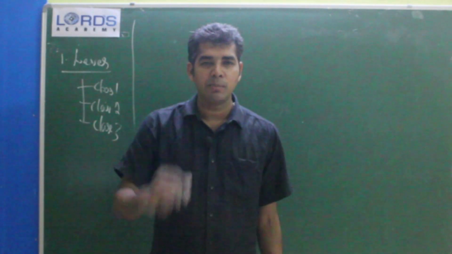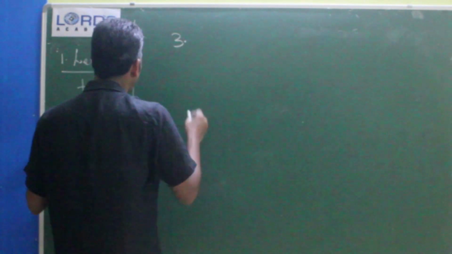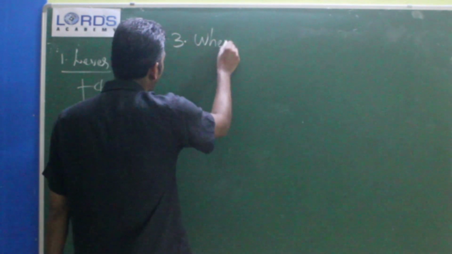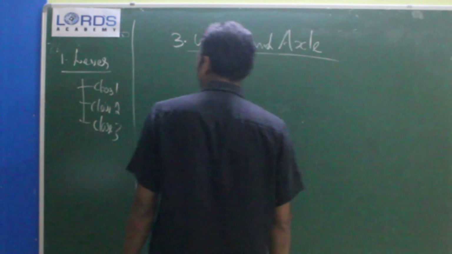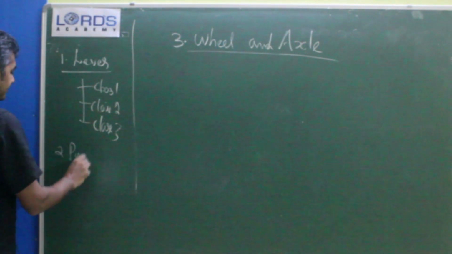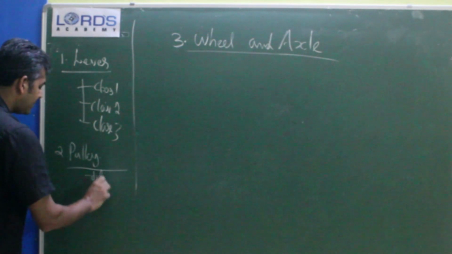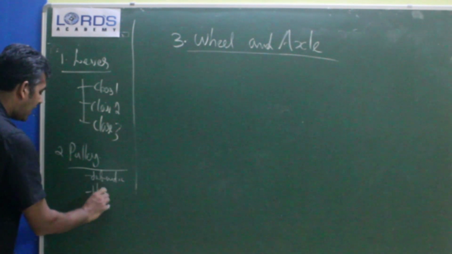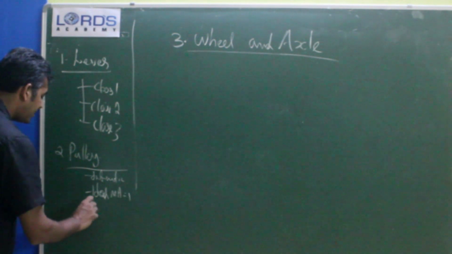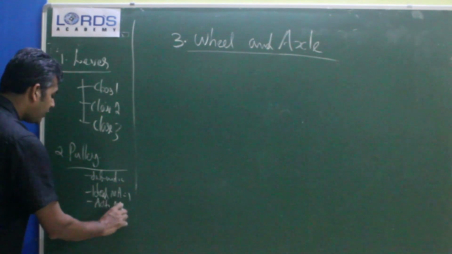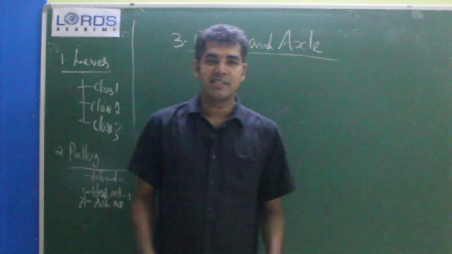So, we are going to discuss the third simple machine, third one after pulley, wheel and axle. Wheel and axle, axle spelling A-X-L-E. So, second one pulley. There are 3 things you have to define: definition, ideal mechanical advantage, then actual mechanical advantage. What is the reason for this difference? Now, wheel and axle.